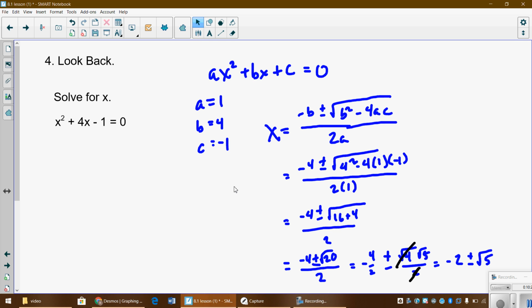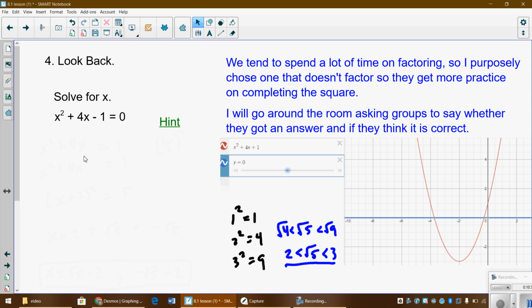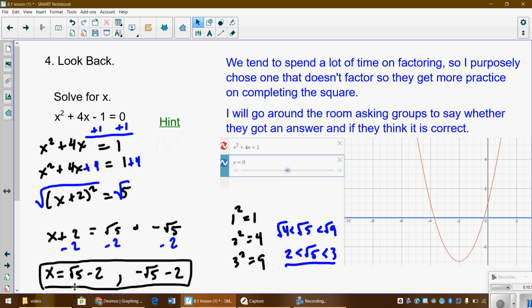Finally, I'll do the quadratic formula. We'll sing it, get that figured out. We'll go through it. The form looks a little different: -2 plus or minus square root of 5. Take a quick look at how that compares to square root of 5 minus 2 and negative square root of 5 minus 2. It's the same thing.